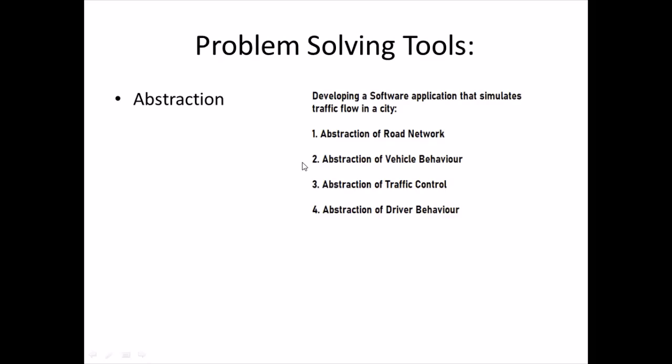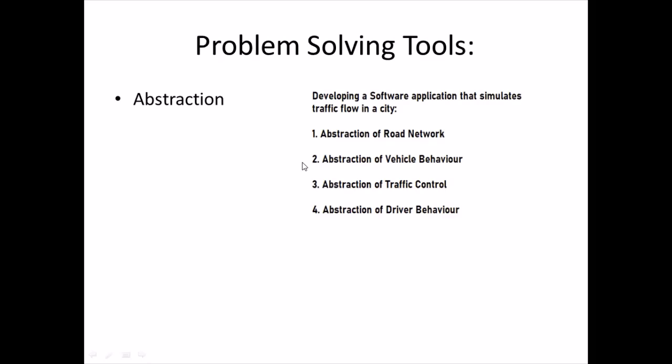The second part is the abstraction of vehicle behavior. Rather than simulating each vehicle individually, you can abstract the behavior of different vehicle types. For instance, you can categorize vehicles into cars, buses, and trucks, and define general characteristics such as acceleration, maximum speed, and braking behavior. This abstraction allows you to model the overall traffic flow without dealing with every individual vehicle. So you understand how we are going about it now.